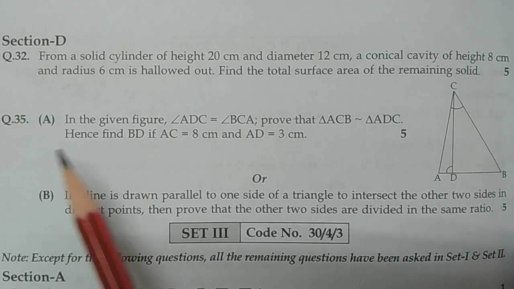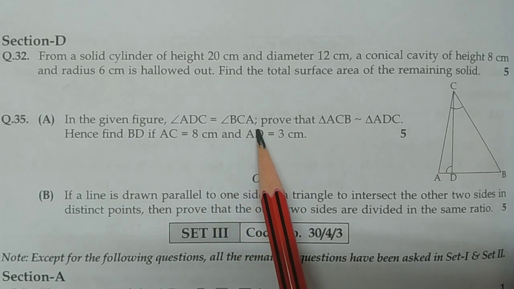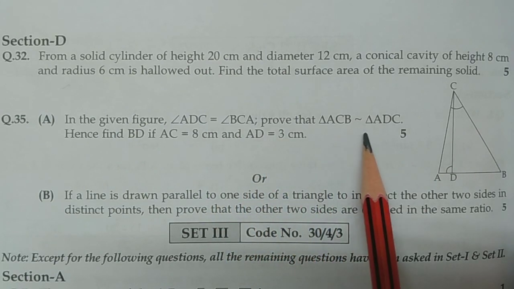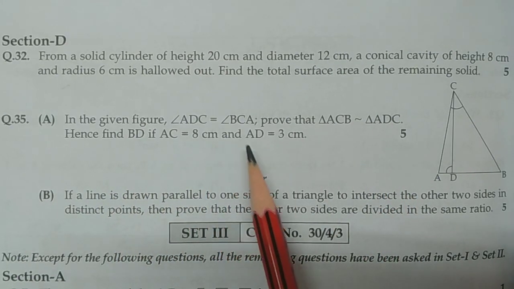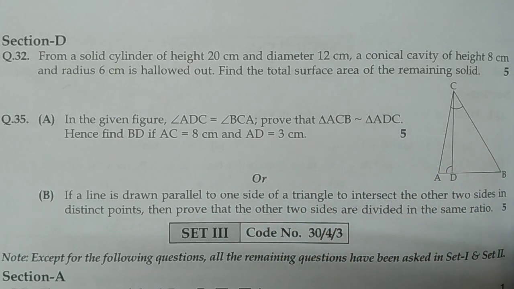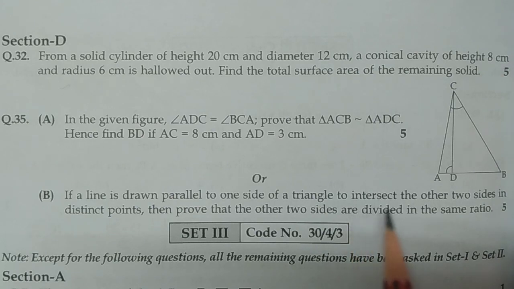Now question number 35. In the given figure, angle ADC equals angle BCA. Prove that triangle ACB and triangle ADC are similar. Hence find BD if AC equals 8 centimeter and AD equals 3 centimeter. So you have this triangle. You can find here how the angles are made, and you can easily find the answer from here. Or it's given in option B, number 1, that if a line is drawn parallel to one side of a triangle to intersect the other two sides in distinct points, then prove that the other two sides are divided in the same ratio. It's also worth 5 marks. You can do it easily from here.